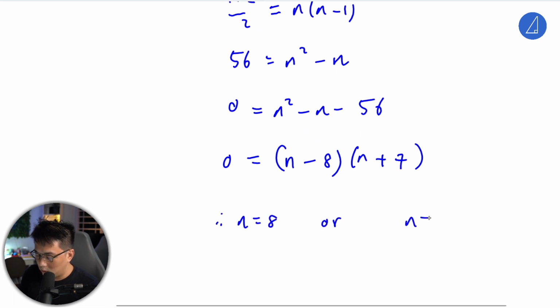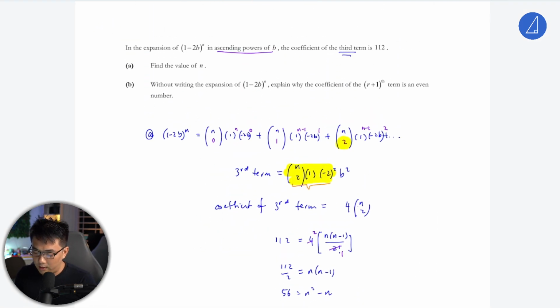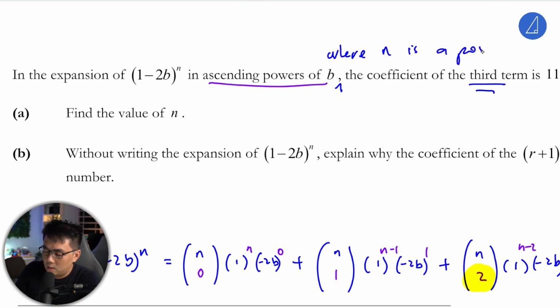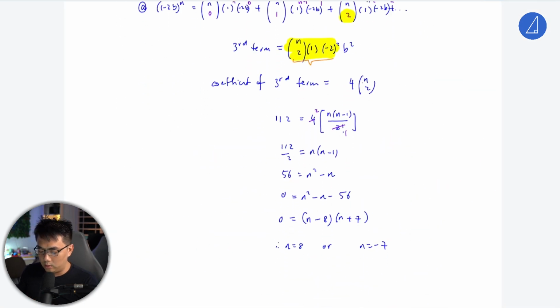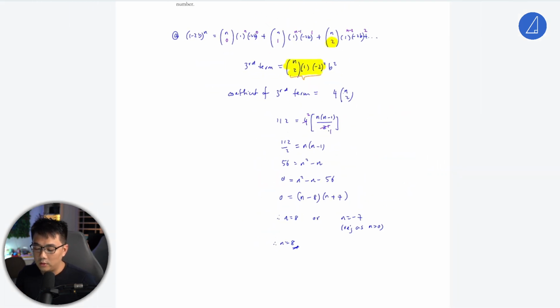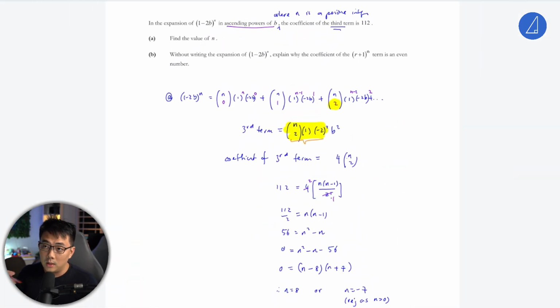Now n could be negative 7, but the question didn't imply that. In the expansion of this, we can just say n is a positive integer. I think the question is asking for positive, because in fact you could use negative 7. So reject as n is bigger than 0. Hence n equals 8. This question is not phrased properly; you need to indicate that n is a positive integer.